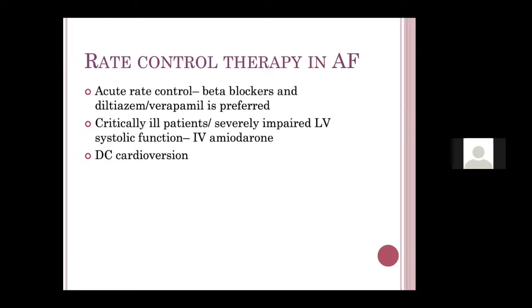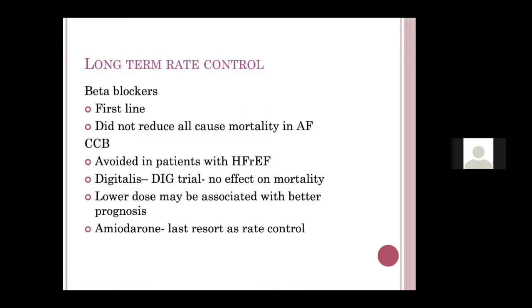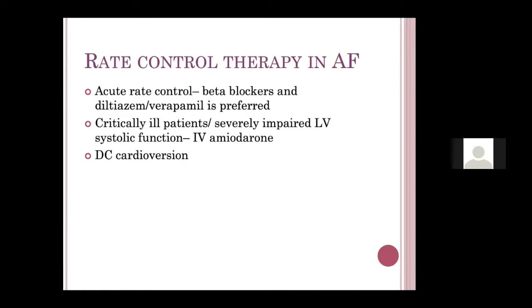However, in a critically ill patient with a severely impaired LV function, we know that it is very difficult because the BP is just 90 or 100, and you cannot use beta blocker or calcium channel blocker. That time it is the digitalis or digoxin which is helpful, and amiodarone. We always say that amiodarone has a rhythm control, but amiodarone also has rate control properties. So IV amiodarone will be useful for rate control in a patient where we cannot use beta blocker or calcium channel blocker. And then it is the DC cardioversion. Now, DC cardioversion, I'll come to this after a few slides.